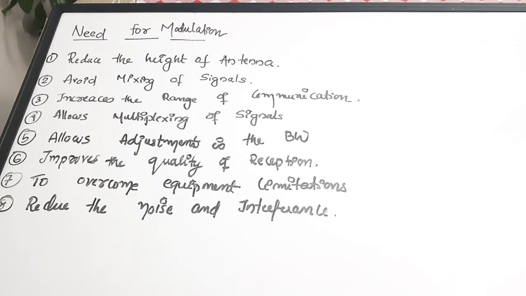Okay, so in this video we have discussed the block diagram of a communication system. We have seen the basics of modulation, and also we have covered a very important topic, which is the need for modulation. So this is a basic introduction video to the analog communication subject.